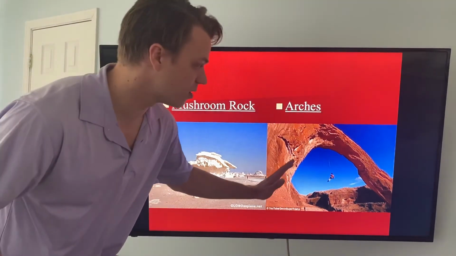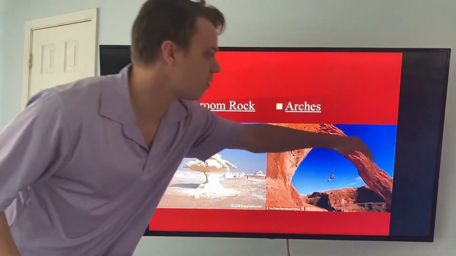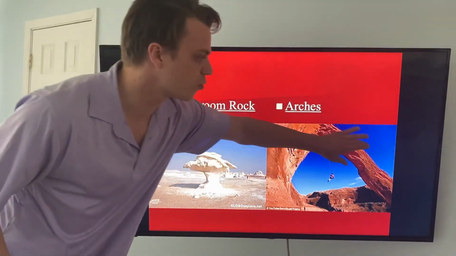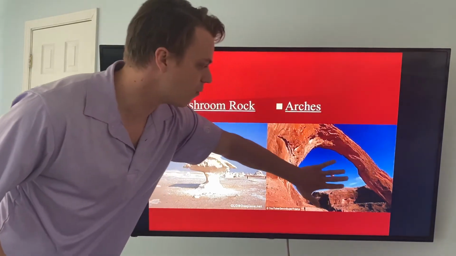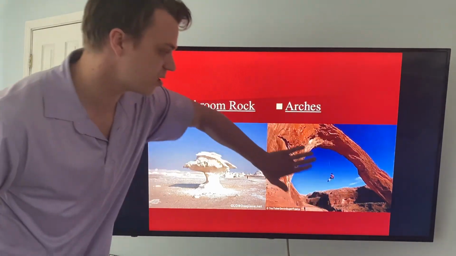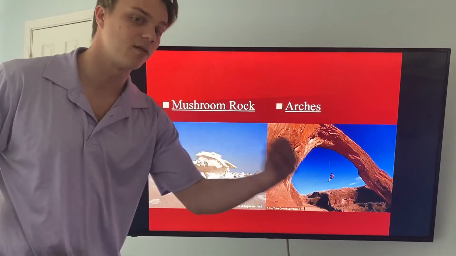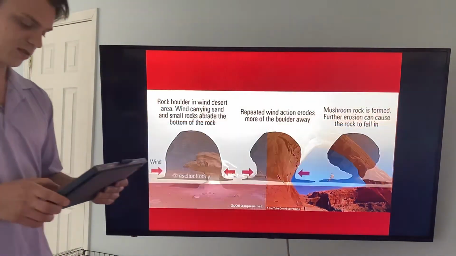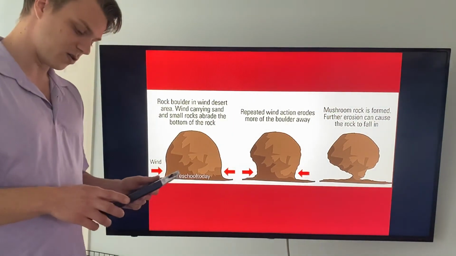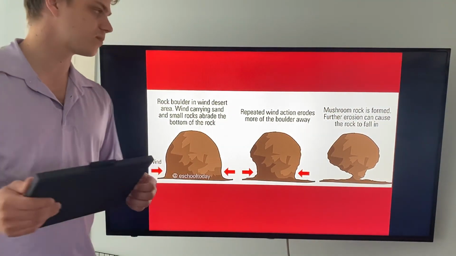Arches are very similar, where we have one layer or one column of really resistant rock. What used to be here was rock. This used to all be rock. And the wind came through and carved everything out, right, through those ventifacts. All right, so that's pretty much wind erosion, guys.